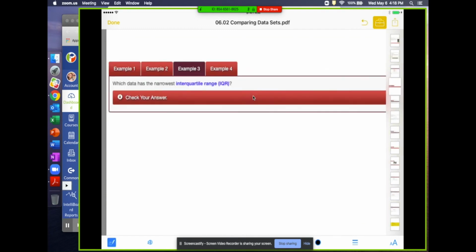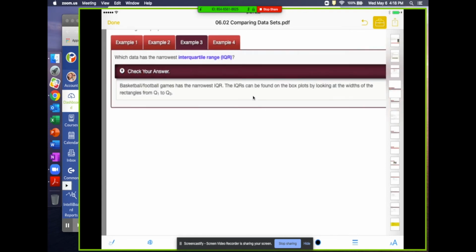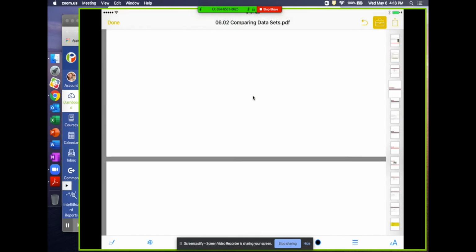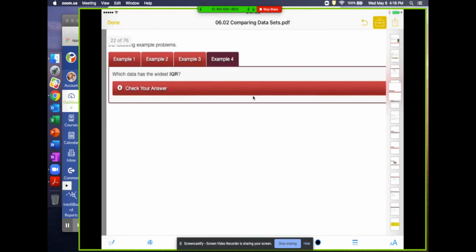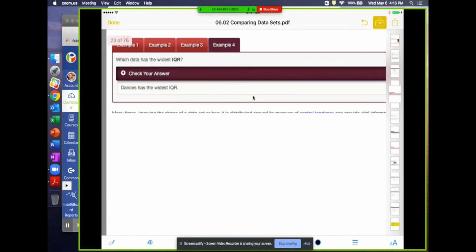All right, so which data has the narrowest interquartile range? So that's kind of a new term we haven't heard of before. Interquartile means between the quartiles. So from quarter 3 to quarter 1, what is the value there? So essentially all we would do is take quarter 3 and subtract quarter 1. And then it says which data has the widest IQR. So again, we would look at quarter 1 and quarter 3 and see which one is going to be the widest.